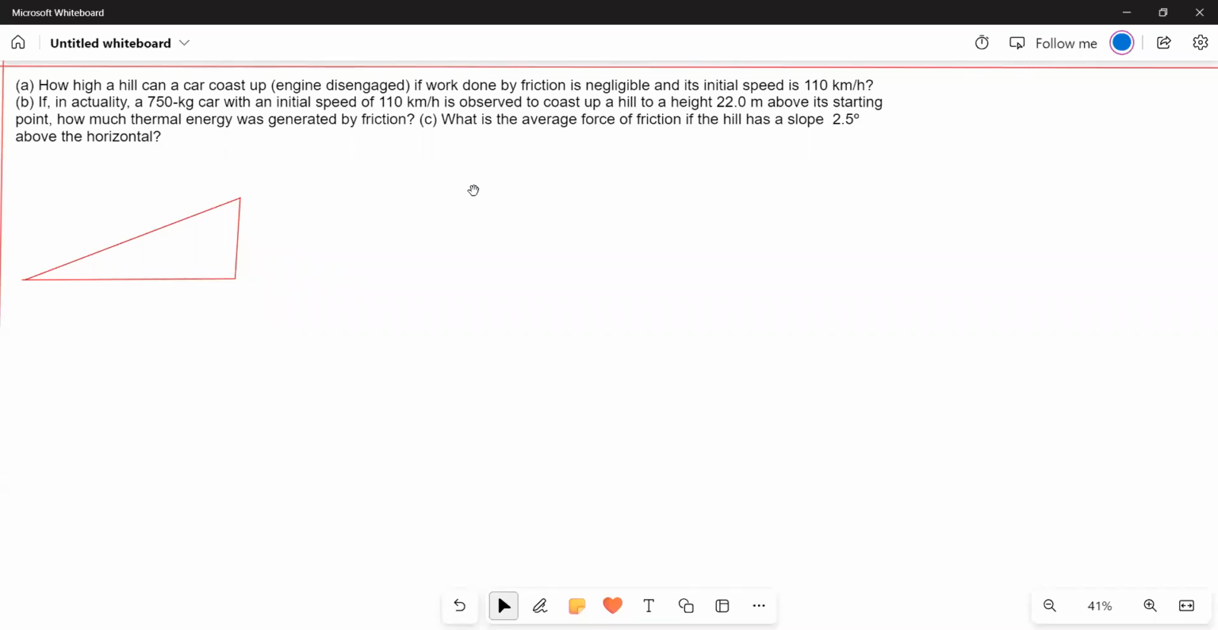This is a multiple concept question based on the work energy theorem and the law of conservation of energy. Okay, so let us try to solve this.